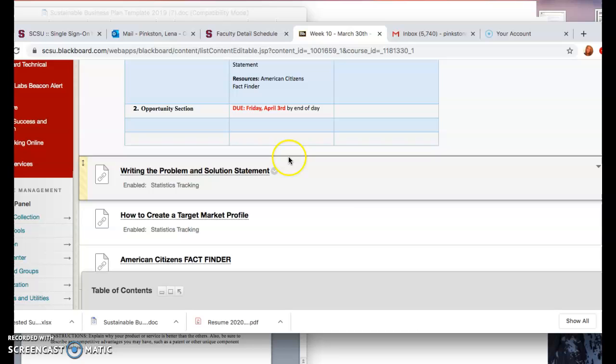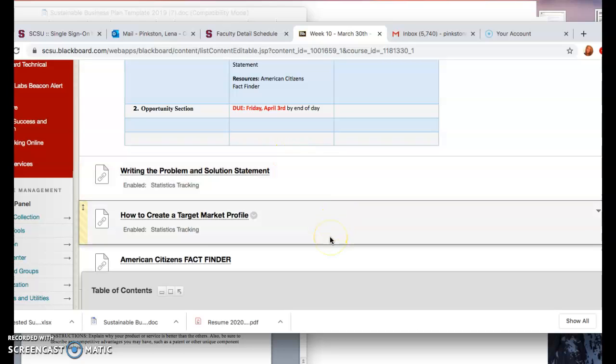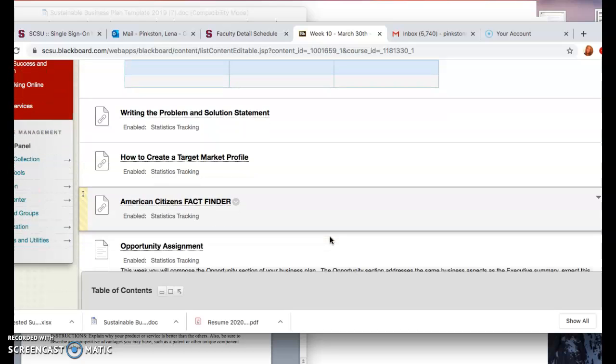The opportunity section is due by Friday, end of day. So you have 5 days to get that in. Do not wait until Thursday to start the assignment and then stress out because you have basically 3 pages of work that you need to do in 2 days. Okay.